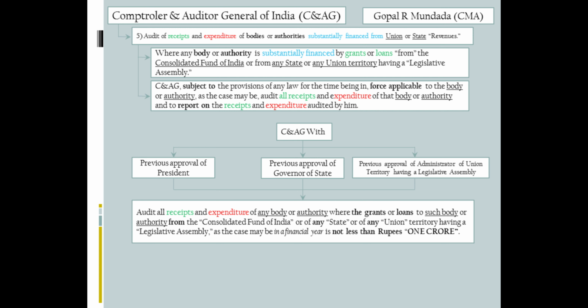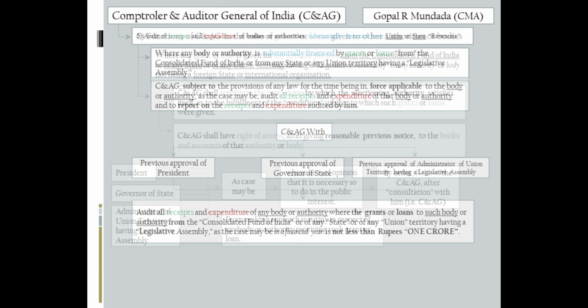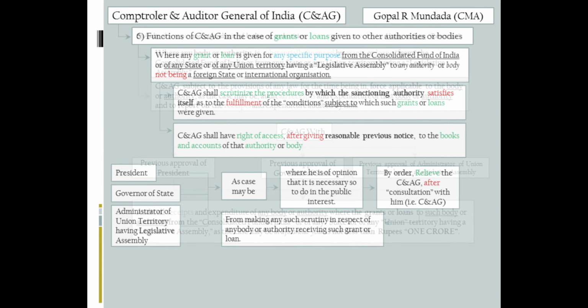not less than rupees 1 crore. So guys, the C&AG does the audit of all authorities and all organizations to which subsidy and loans are provided by the union government, state government and union territory having a legislative assembly. So guys, the 6th point is the function of the C&AG in case of grants or loans given to other authorities or bodies.